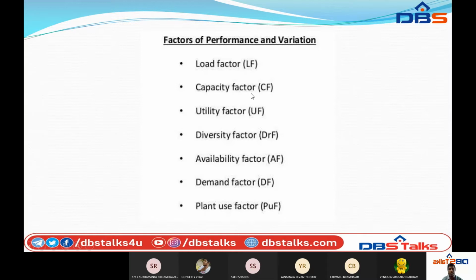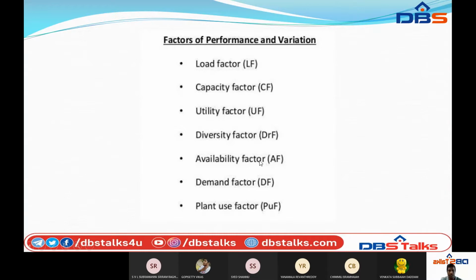Capacity factor. Capacity is the utilization or maximum capacity of a plant. It is the ratio between average load and capacity of the plant. Here, diversity, availability, demand factor, and plant use factor are very important factors. Coming to demand factor, it is the maximum demand of the system divided by the sum of connected loads of the system.